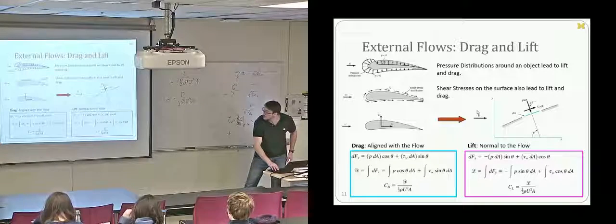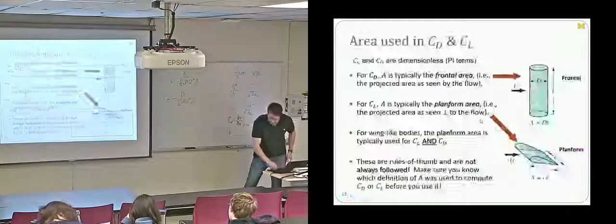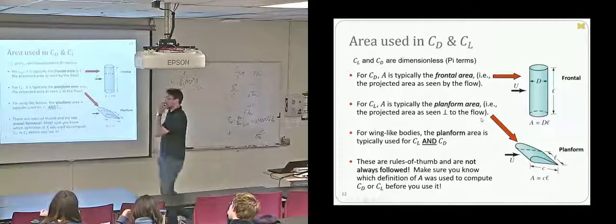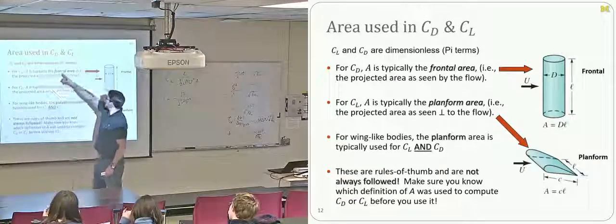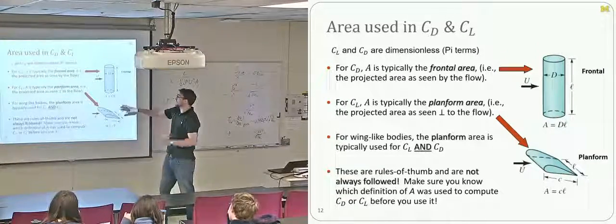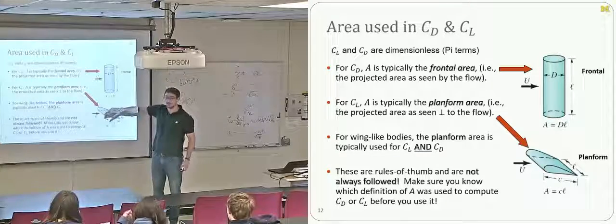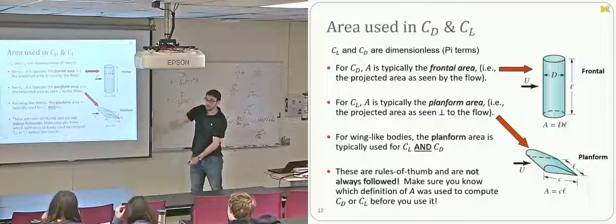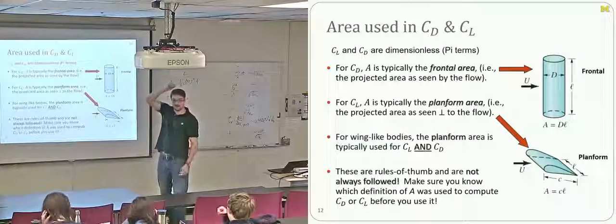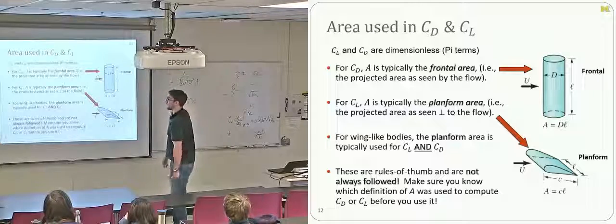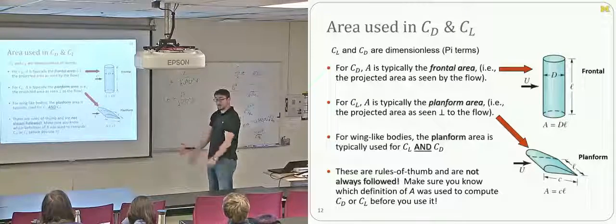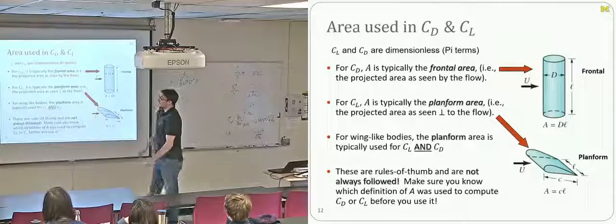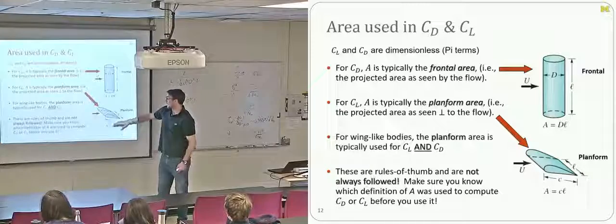We need to be mindful of the area that we use. For drag coefficients, the area is typically the projected frontal area of the body as seen by the flow. For example, if this is a building, it's going to be the width of the building times the height of the building. Okay? If you were to shine a flashlight in the direction of the flow, or if you were to align yourself with the flow and just look at the outline of the building, what is the area of the two-dimensional outline? Okay?